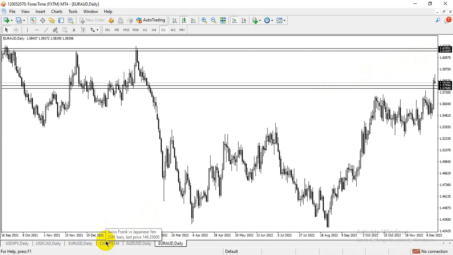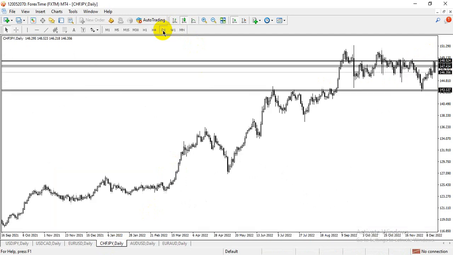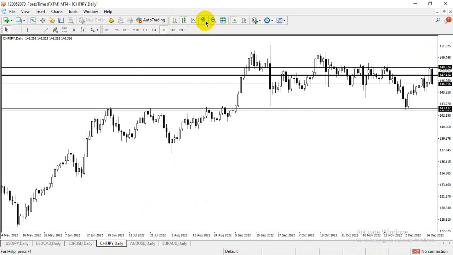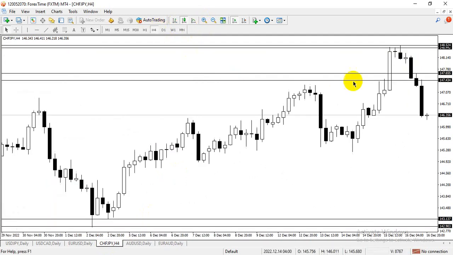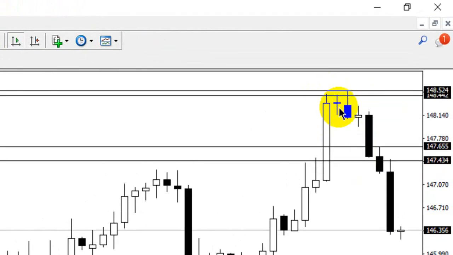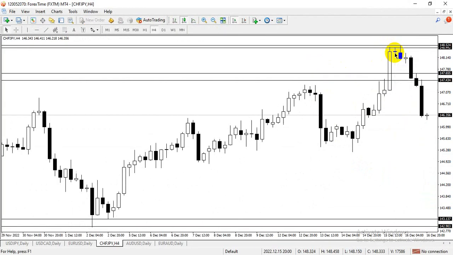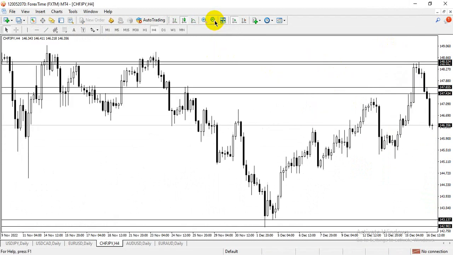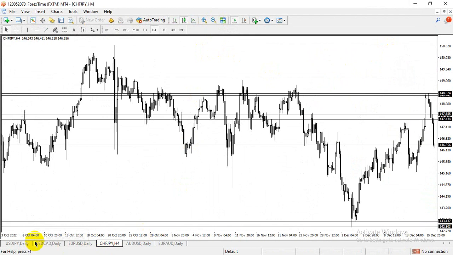This is an exhaustive bar. Let's go to the CHFJPY market. On the 4 hours time frame, this is an exhaustive bar. When you see this bar that looks like a cross, it is an indication that the current trend has exhausted and will more likely reverse. It signals a reversal.